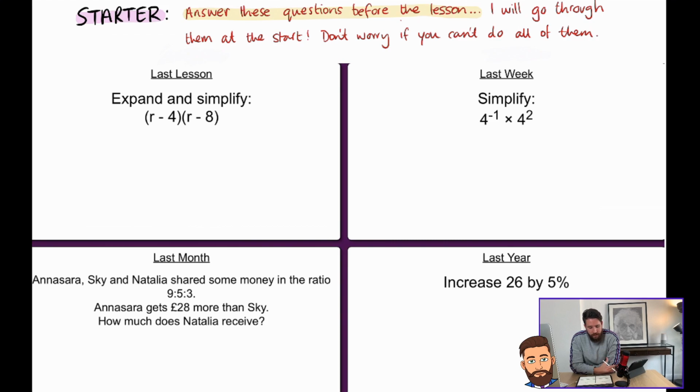Welcome to today's lesson on Surds 1. This will be a three-part series on Surds. We're going to start today with the basics of Surds.